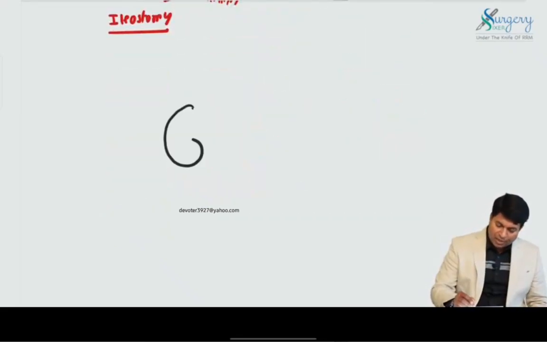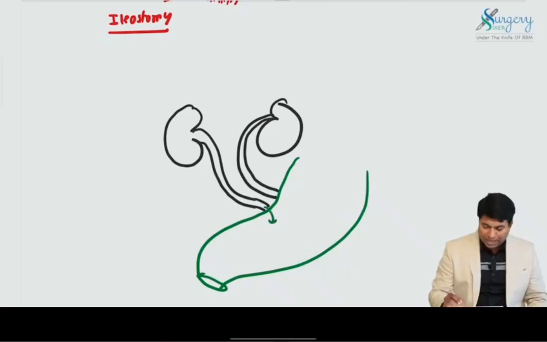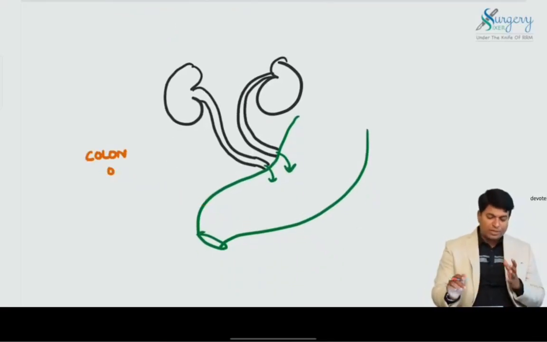Second point, another procedure I can do, an olden days method, is to drain both ureters into the sigmoid colon. The urine can be drained into the sigmoid colon. This is known as a colon conduit. What is the main advantage in this? What is the main advantage of this colon conduit? Can you just think about it and tell me what is the main advantage?